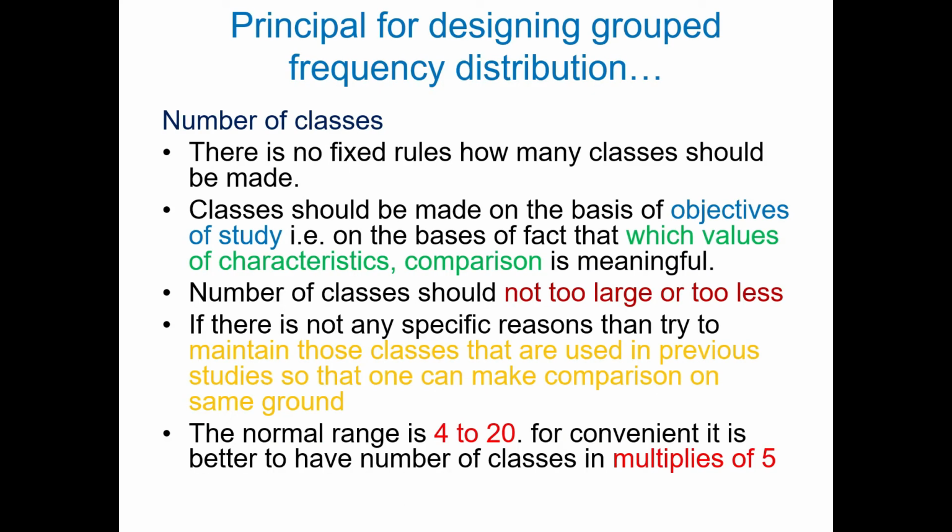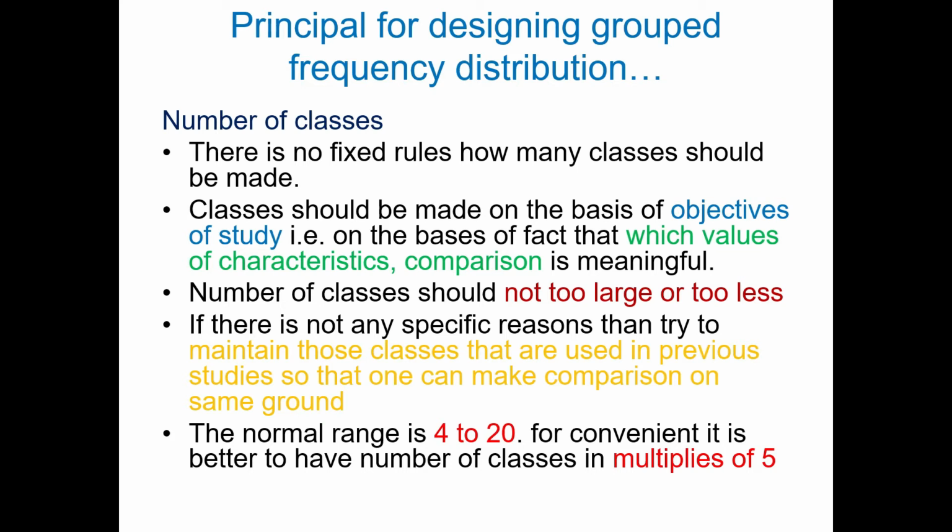Now what are the principles of designing a group frequency distribution? Number 1, there are no fixed rules on how many classes we should make. It is up to your problem, up to your study. But on the basis of your study and facts, you have to make the classes according to which value, characteristic or comparison is meaningful. You cannot make classes of age that go beyond 150 years or 1000 years. That class is meaningless.